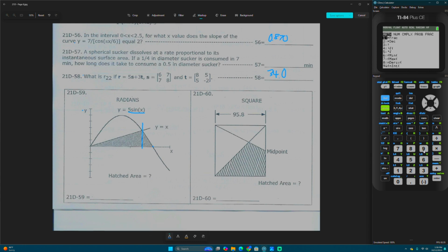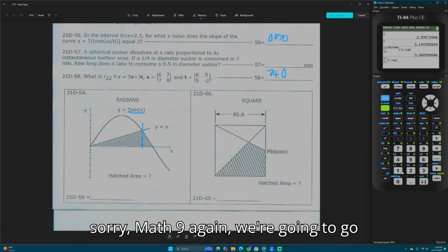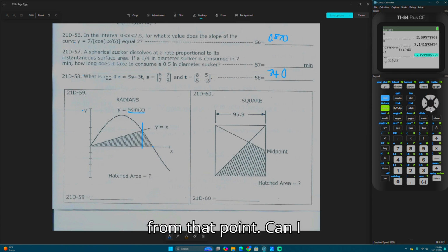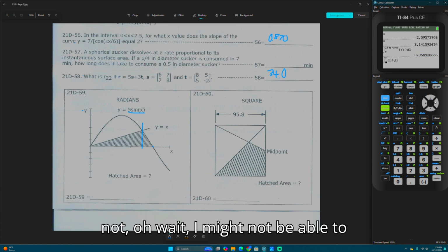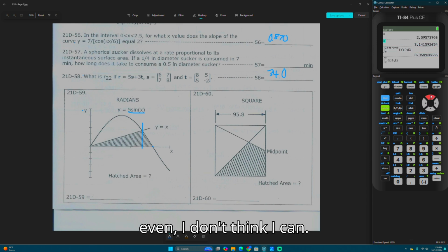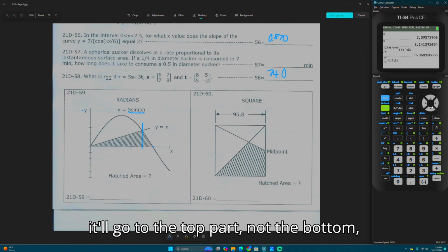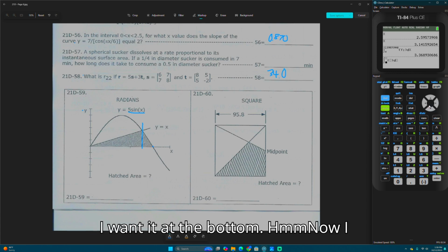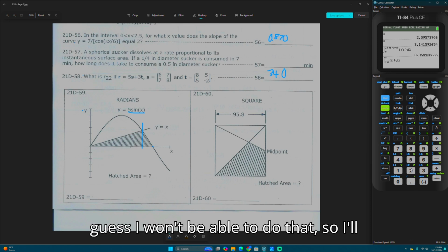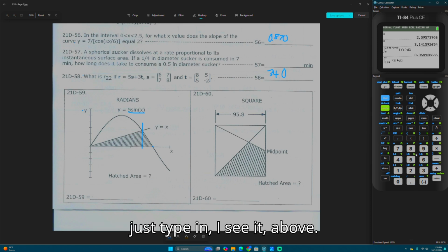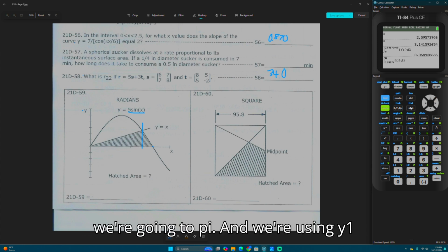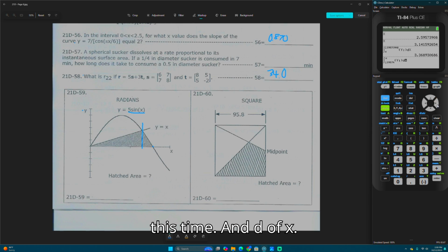And then using math 9 again, we're going to go from that point. Can I not? Oh, wait. I might not be able to even. I don't think I can. Shoot, that's annoying. You see, it'll go to the top part, not the bottom. I want it at the bottom. I guess I won't be able to do that, so I'll just type in what I see above. 7, 4. That should be more than enough. And then we're going to pi. And we're using y1 this time, and d of x.